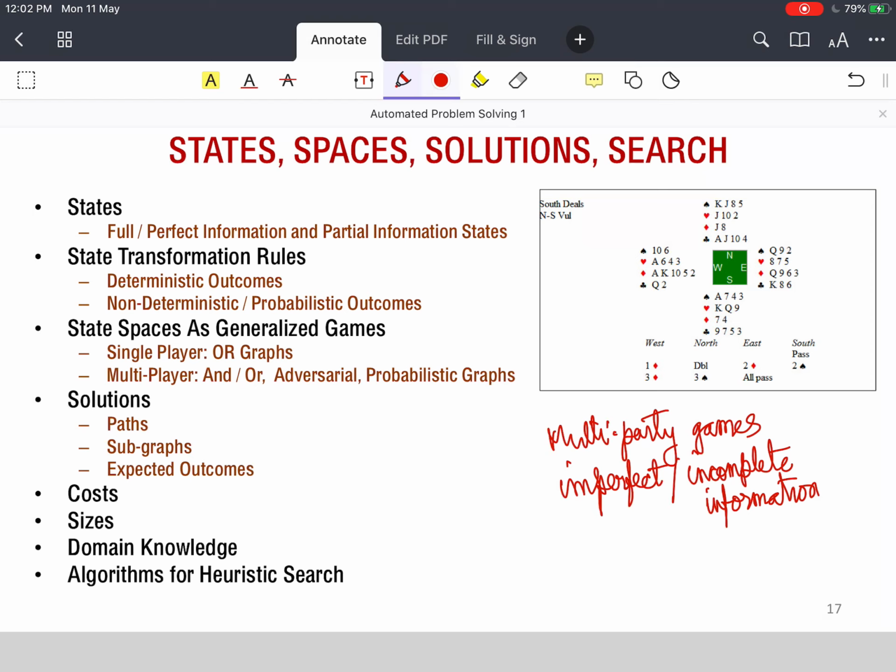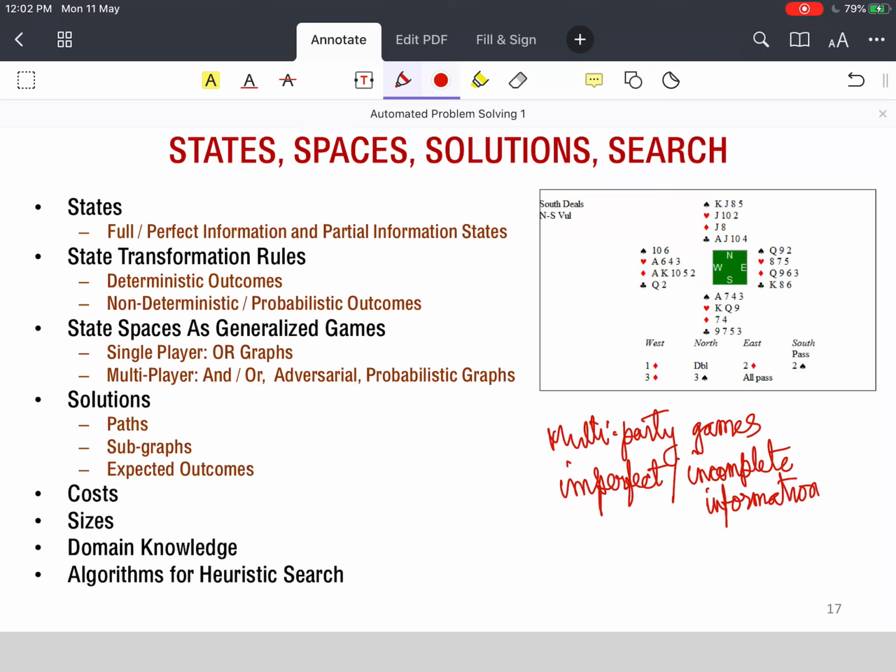And the solutions that we find in the simplest case, as we have seen, are paths, but in general we have seen in AND/OR graphs could be subgraphs. And in probabilistic scenarios, you cannot really define what will be the exact length of the path. Therefore, you'll have to go to expected outcomes. Then there are optimization criteria, the sizes of the state space, and the domain knowledge.